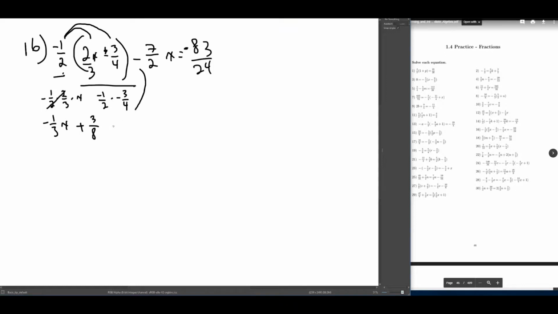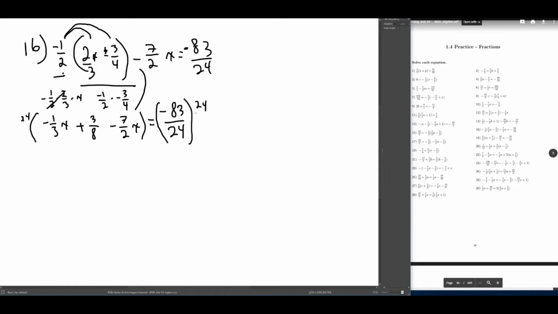Continuing, minus 7 over 2x equals minus 83 over 24. Now, I think they've tried to make this a little bit easy for us. They tried to make all the denominators a factor of 24, including 24 here. So to get rid of the fraction, we'll multiply both sides by 24. So let's just put a nice big fat bracket here. Put a 24 here. Then put a nice bracket here. And put a 24 here.